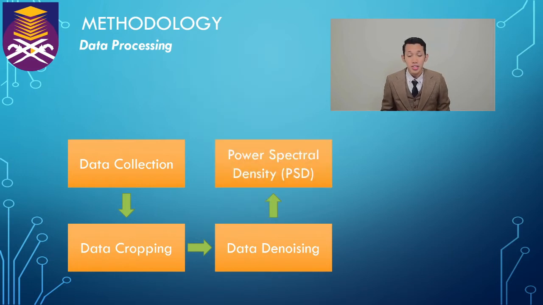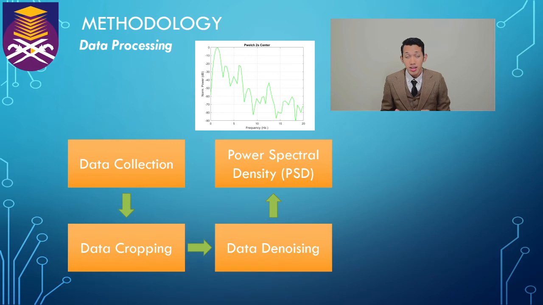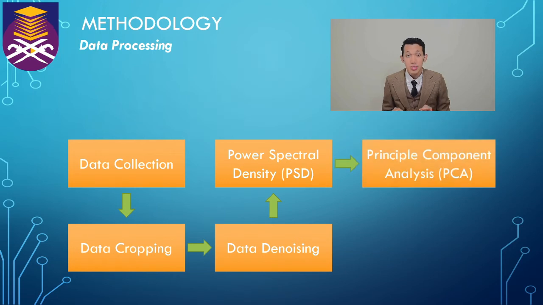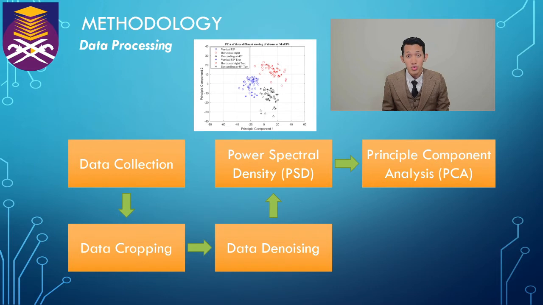The fourth is power spectral density, where the time domain is converted into the frequency domain. Then there is principal component analysis, which is used to group the training data into their own clusters, such as vertical up grouping into its own cluster, vertical down into its own cluster, and so on for horizontal right, horizontal left, descending 45 degrees and ascending 45 degrees.